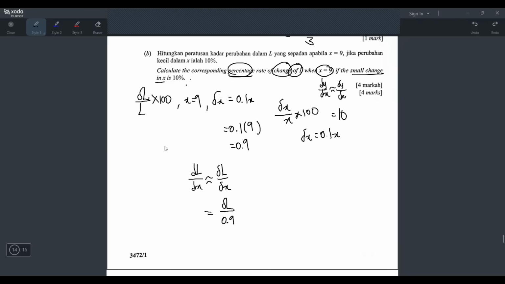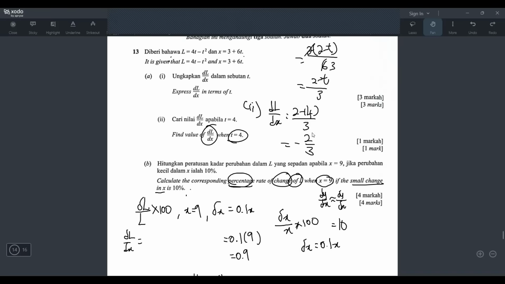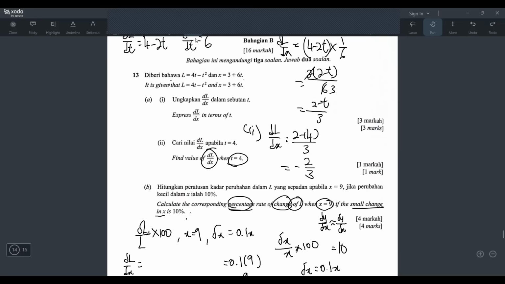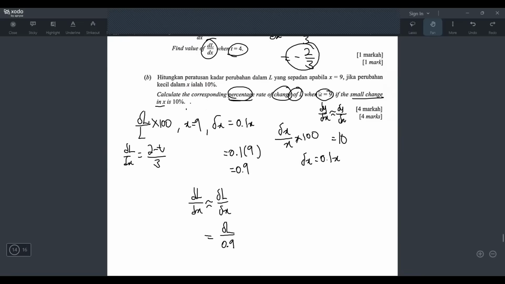All right. Then what about the dL/dx? Well, the dL/dx I can refer to my previous question. My dL/dx is actually (2 minus t) over 3. Okay, you cannot write negative 2 over 3 for your dL/dx. That is wrong, because you have to make sure you substitute with the corresponding L value. So you cannot write this one. You have to write this one, (2 minus t) over 3. And then for the t, you have to substitute with the information given in the question, which is x equals 9, right? But this one is (2 minus t) over 3, right? You want the t, you don't want the x, right?